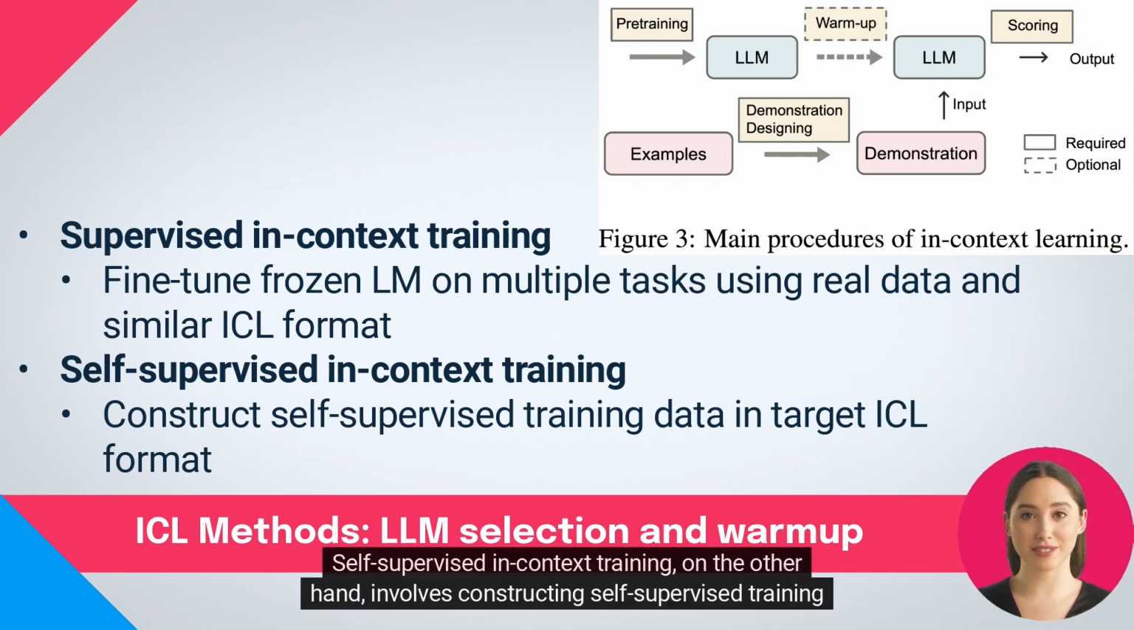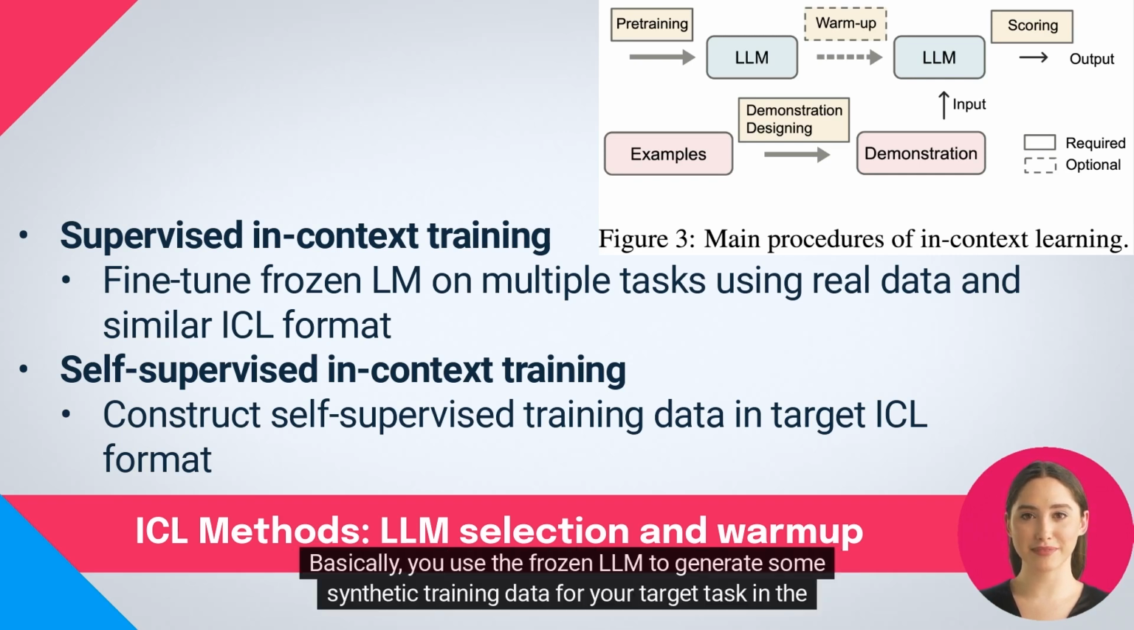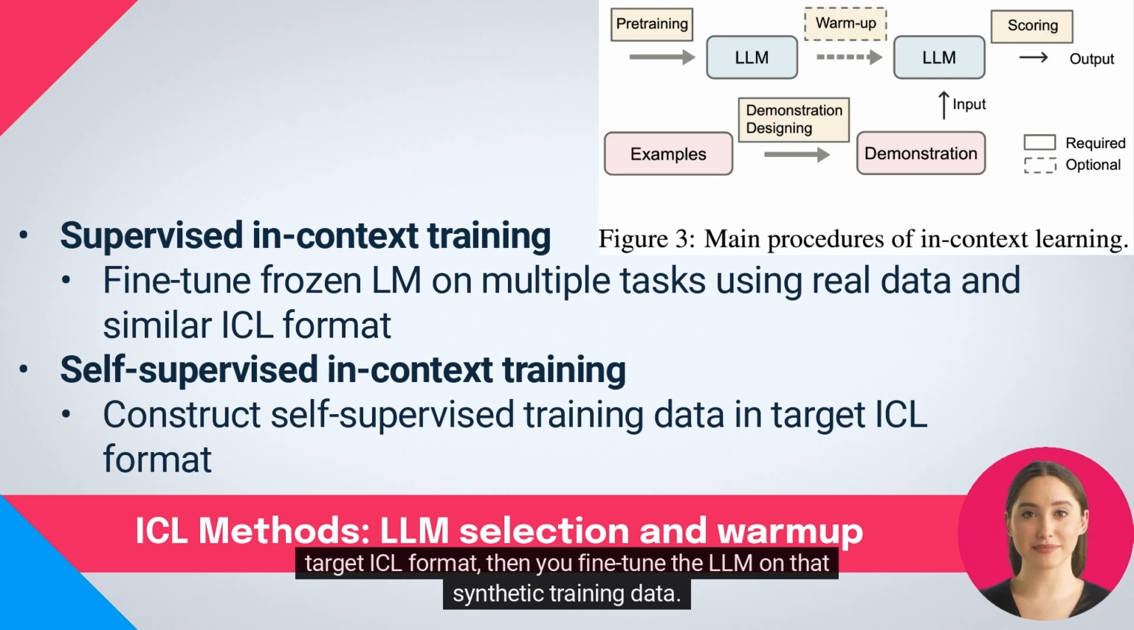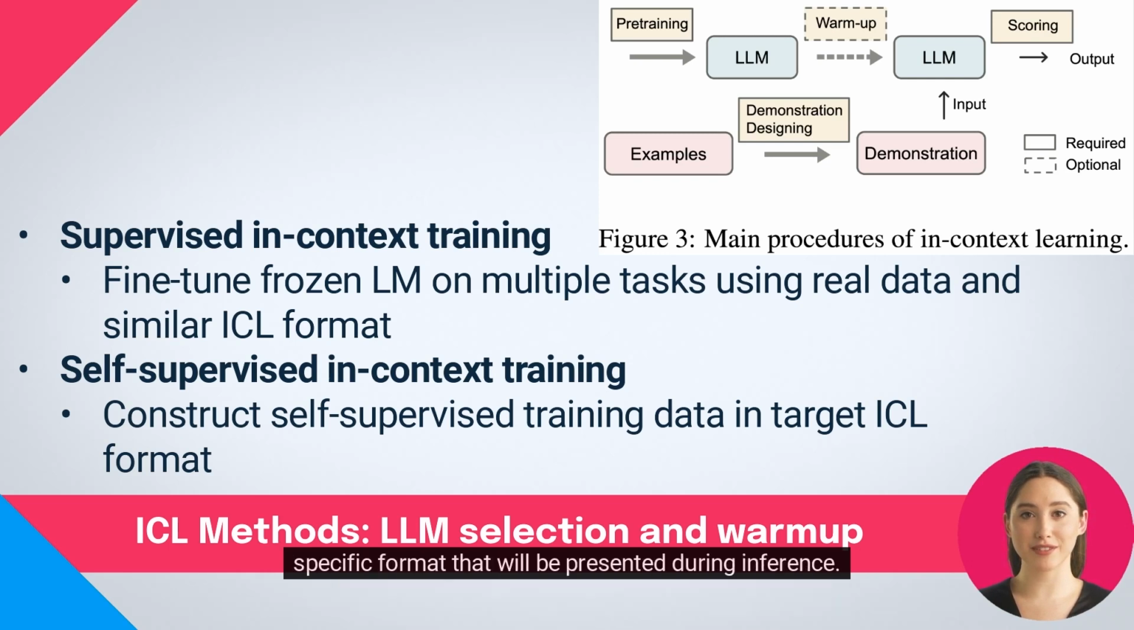Self-supervised in-context training, on the other hand, involves constructing self-supervised training data based on the ICL formats of downstream tasks. Basically, you use the frozen LLM to generate some synthetic training data for your target task in the target ICL format. Then you fine-tune the LLM on that synthetic training data. This approach has been shown to improve the ICL capacity of the model, since it becomes more focused on the specific format that will be presented during inference.